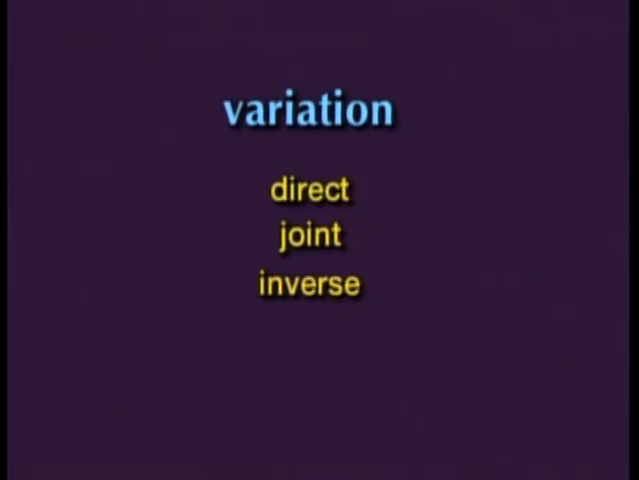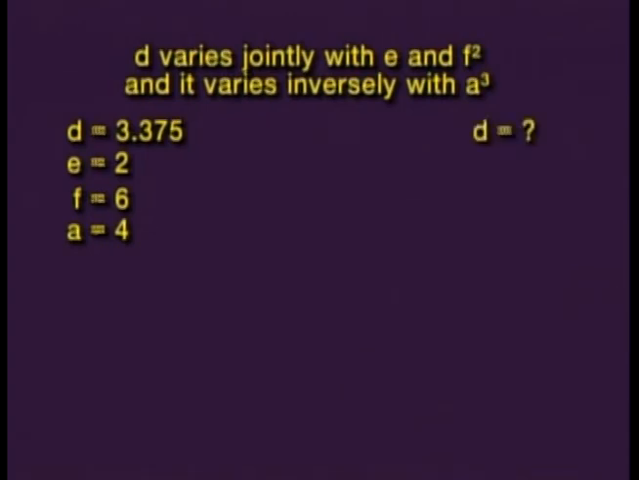Now let's combine the different types of variation we've learned, direct, joint, and inverse variation, in one problem. D varies jointly with E and the square of F, and it varies inversely with the cube of A. D equals 3.375 when E is 2, F is 6, and A is 4. What is D when E is 5, F is 8, and A is 2? That's a lot of information, but the problem won't be difficult to solve if we take it one step at a time.